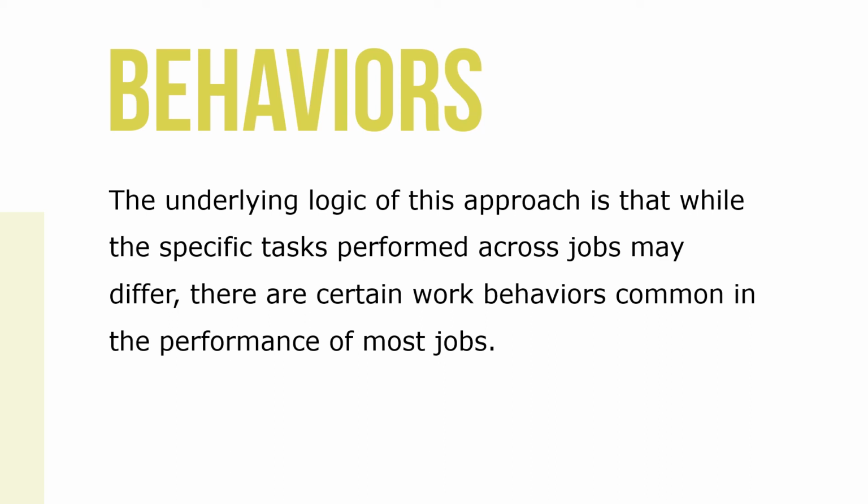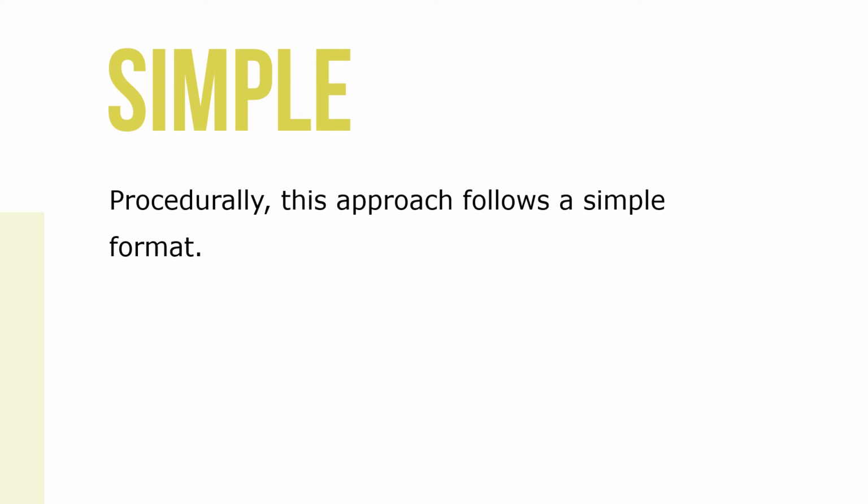The underlying logic of this approach is that while specific tasks performed across jobs may differ, there are certain work behaviors common in the performance of most jobs. Procedurally, this approach follows a simple format. First, a job analyst assesses the extent to which different job elements are involved in a particular job. This is usually done through observation of the job and interviews with current job holders and supervisors. Then, the analyst rates the applicable job elements in terms of their importance to the job, the amount of time spent on the tasks, their extent of use, their possibility of occurrence, and any other special codes. Finally, these ratings are sent to the PAQ corporate headquarters, where they are scored and a report is generated regarding a job's scores on each of the dimensions.